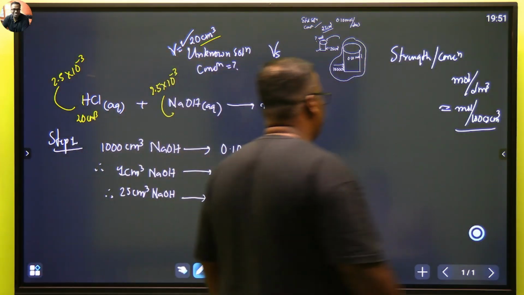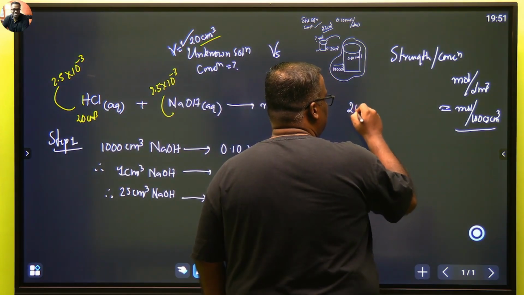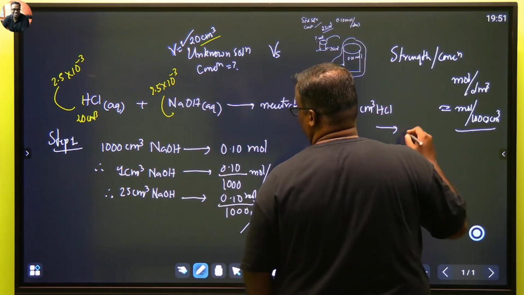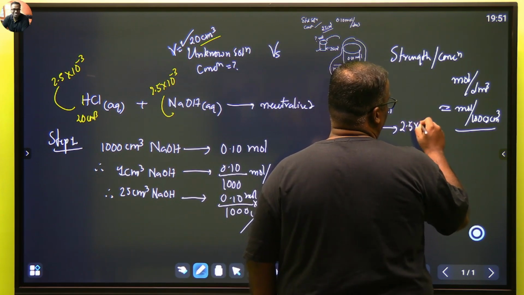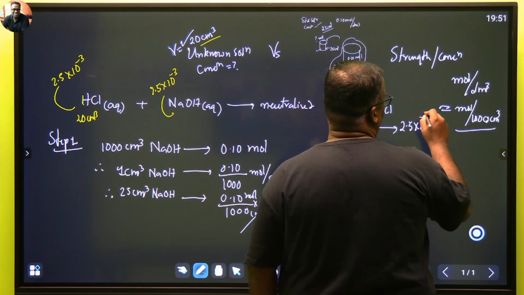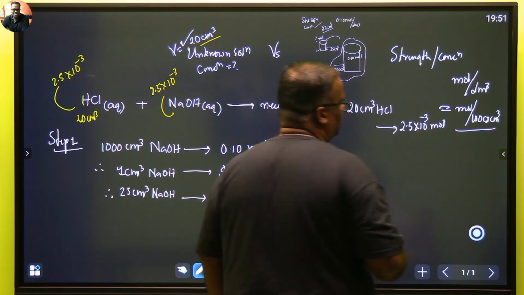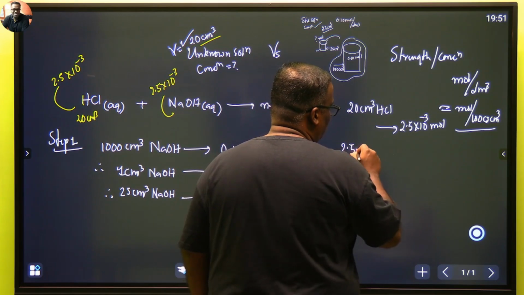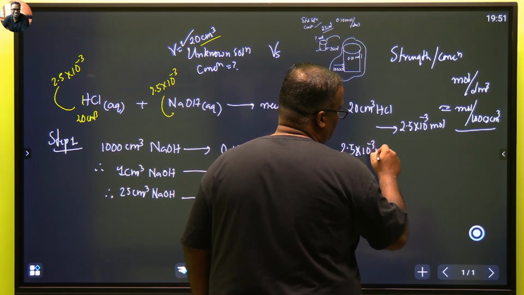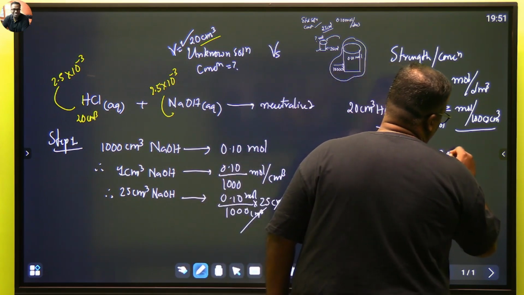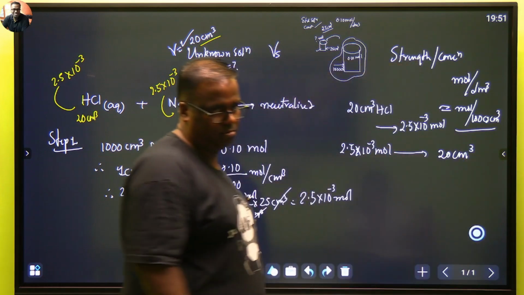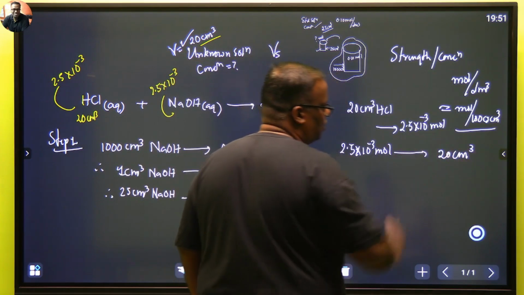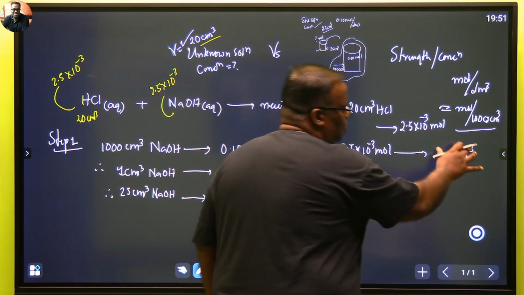So what is the data we have? We have 20 centimeter cube HCl contains how much? 2.5 into 10 to the power negative 3 moles. Right? So in another way, we can write it as 2.5 into 10 to the power negative 3 moles are present in 20 centimeter cube.